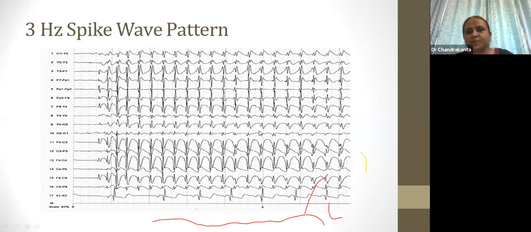Okay, so what is 3 hertz spike wave pattern? We already know how to count the frequency. So this is 1 second. And now if you count how many spike and waves in 1 second, 1, 2, and 3. Okay, so this is 3 hertz spike and wave pattern, which is found in absence epilepsy. And this can be precipitated by hyperventilation. So in typical absence epilepsy, there's a normal background with sudden appearance of generalized 3 hertz spike wave discharges.